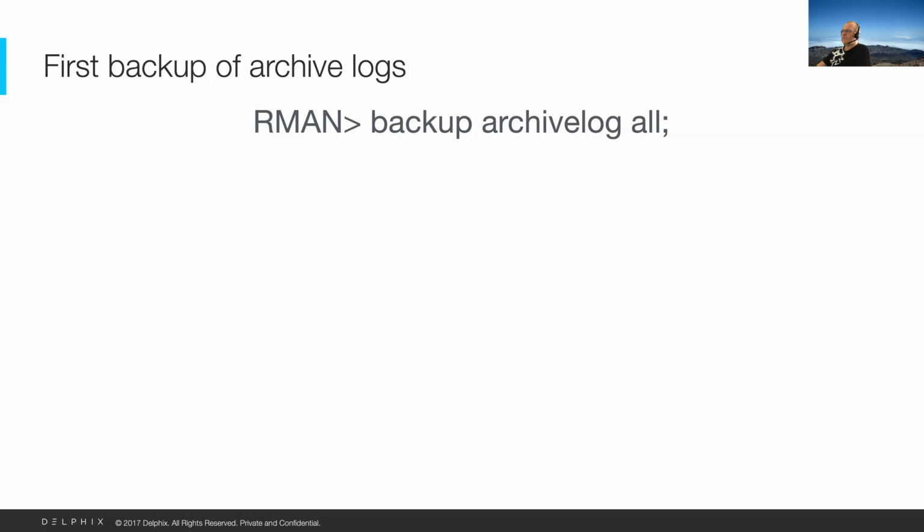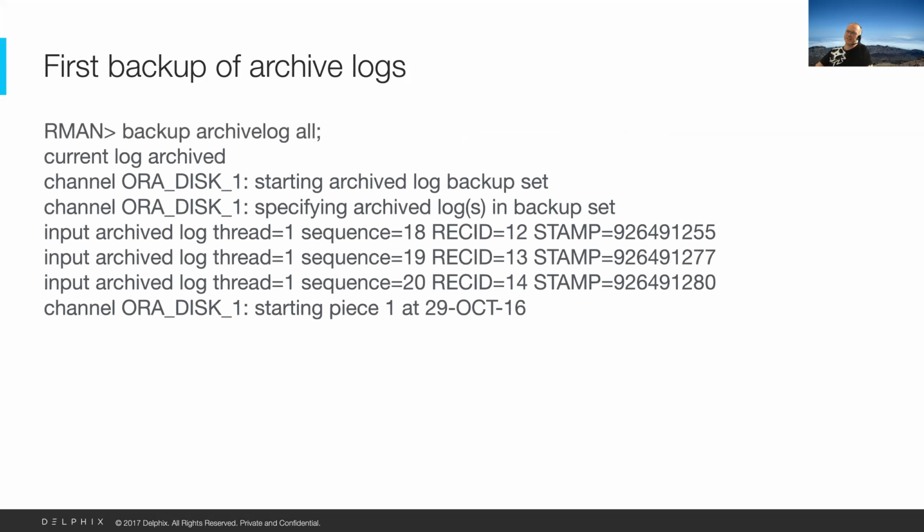With RMAN, it's pretty easy. I can do backup archive log all. I don't really care which archive logs I want to back up. I want to back up all archive logs which are on my database server. When you start this command, it will start looking into your control file and seeing what archive logs are still on the server, and it starts backing up those archive logs.